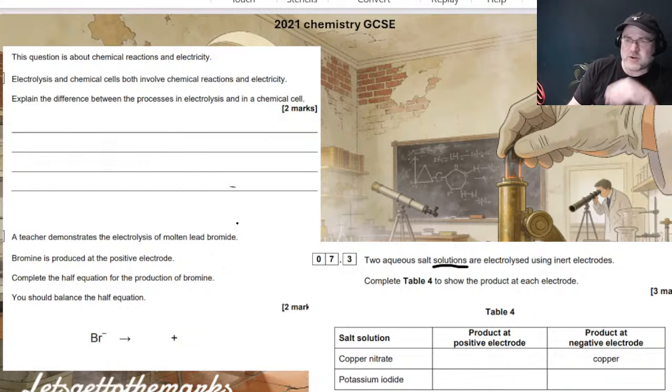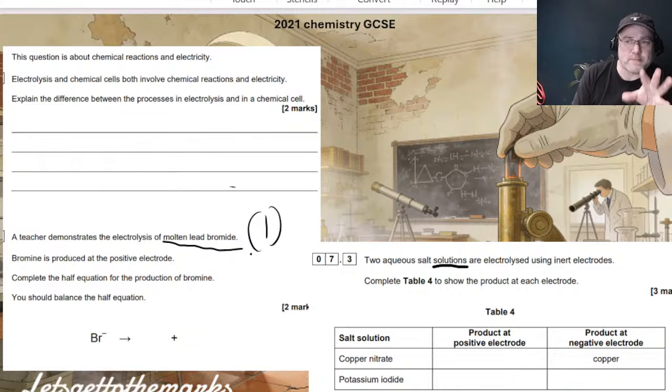Let's get on to the electrolysis business. A teacher demonstrates electrolysis of molten lead bromide. Molten means liquid, melted. Bromine is produced at the positive electrode.